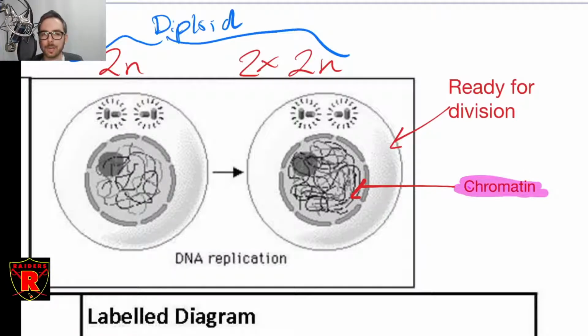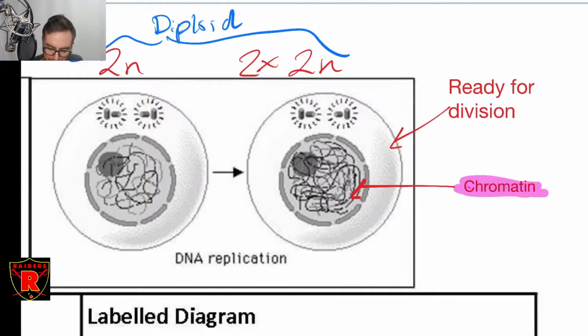It would be like if you had a book and then you had the identical book. You wouldn't have 2 times the information. You would just have a copy of the same book. Okay? So I like to call that 2 times 2N or double 2N, but it's not 4N. Because if you write it as 4N, that means double the amount of information. And it isn't. It's an identical copy.